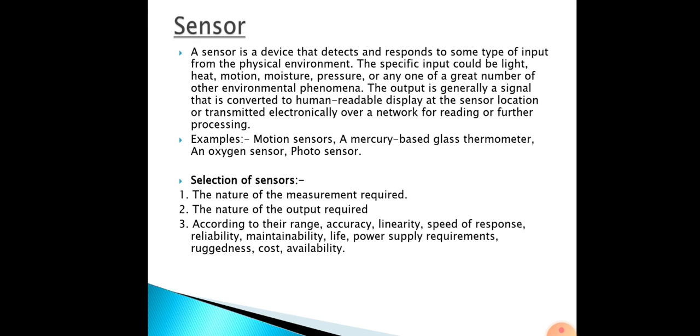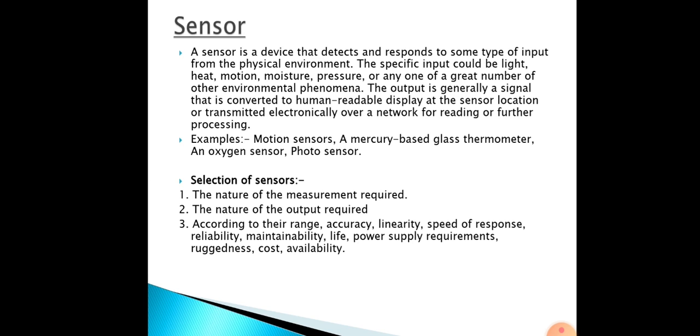Then the next topic is sensors. A sensor is a device that detects and responds to some type of input from the physical environment. The specific input to the sensor can be light, heat, motion, moisture, pressure, or any one of a great number of other environmental phenomena. The output is generally a signal that is converted to a human-readable display at the sensor location.